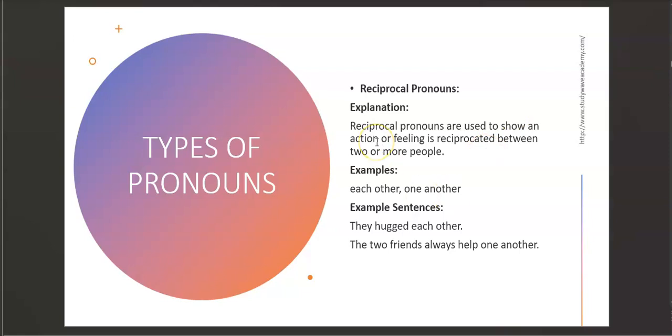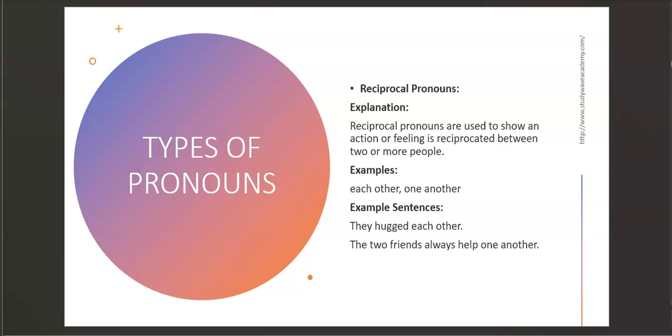They're called reciprocal pronouns, whereby an action or a feeling is being reciprocated. Okay, so they're called reciprocal pronouns. Don't forget about that. It's a type of pronoun that is not so common, but we have examples here like each other, one another. They stole from each other. So one stole from the other and the other one stole from the other one. Okay, so they stole from each other. It's something that is being reciprocated.